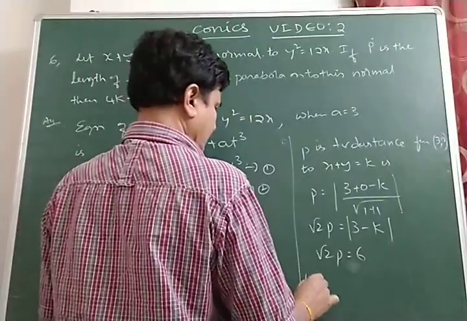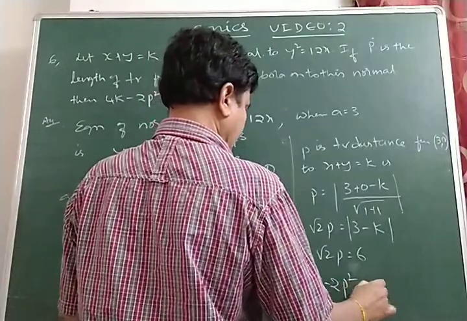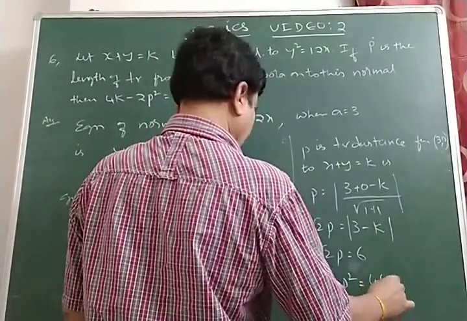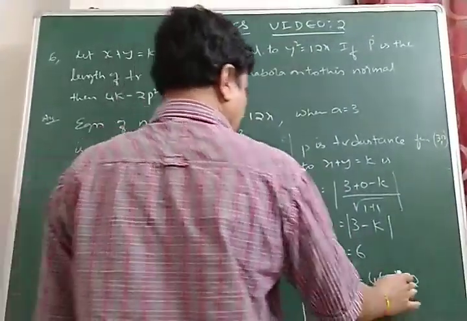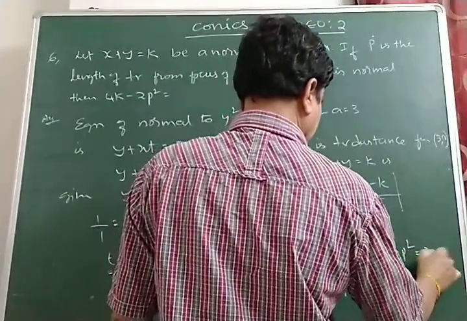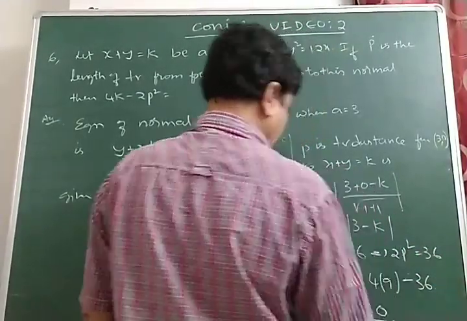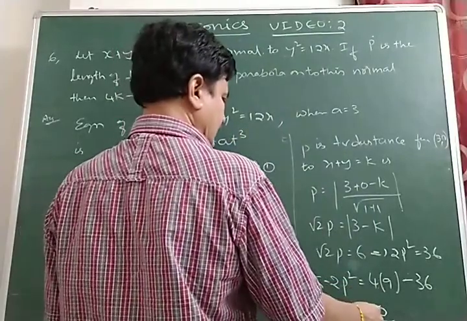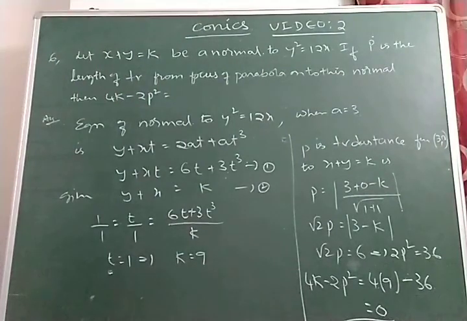Now 4k minus 2p square is equal to 4 into k, that is 9, minus 2p square. 2p square is equal to 36, so 36 minus 36 is equal to 0. So 4k minus 2p square is 0. That is the value.